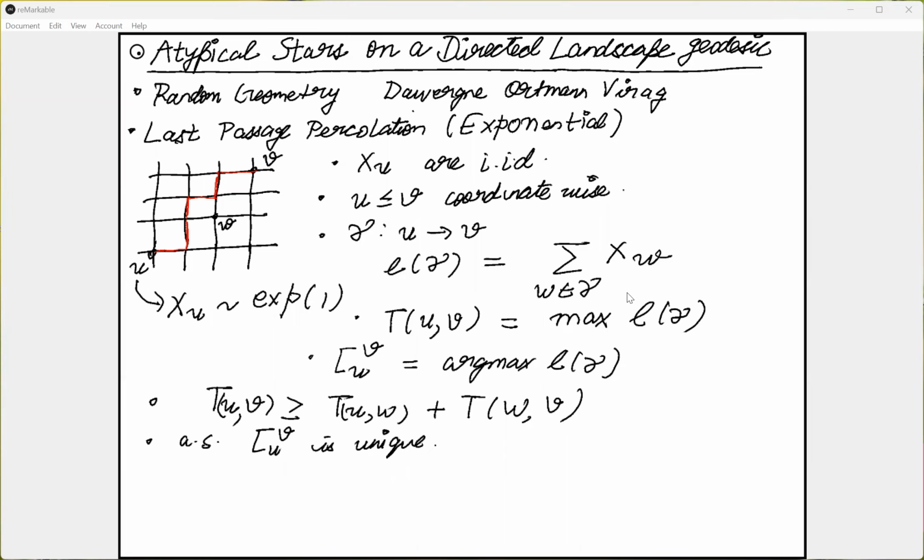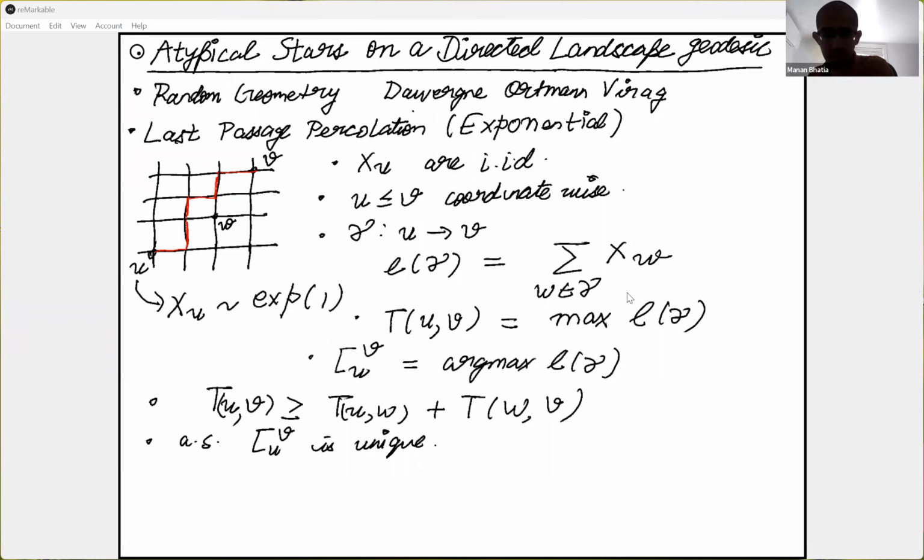Okay, so I told you about the model. Now we want to talk about the scaling limit. You have this random model on this random geometry on Z^2, and you want to look at large scale behavior. You want to look at what kind of long range structure emerges when you take points u and v far away, and you look at the geodesic between them. So what's the structure there?